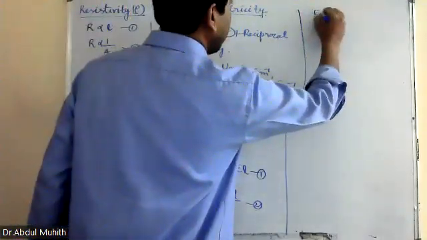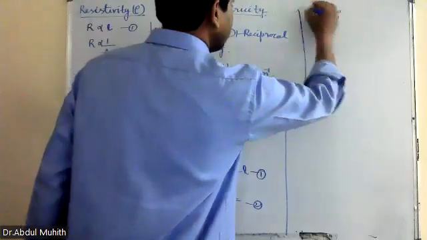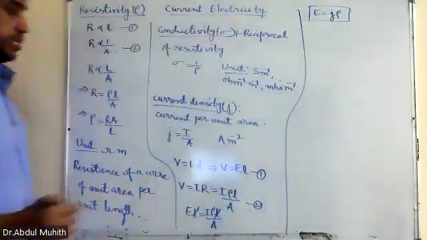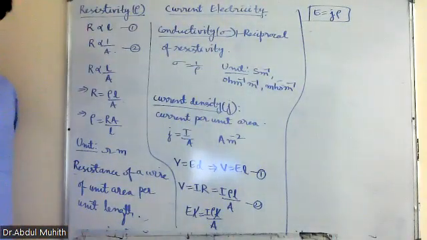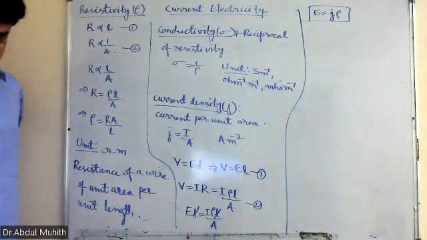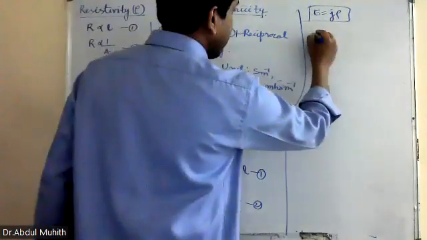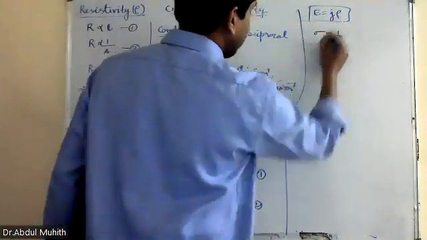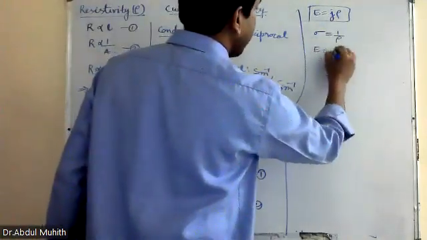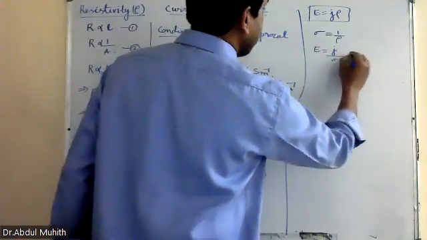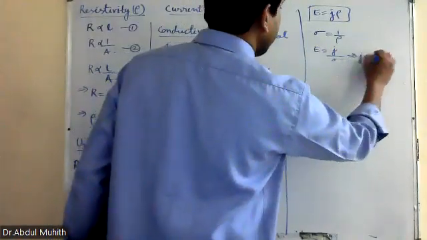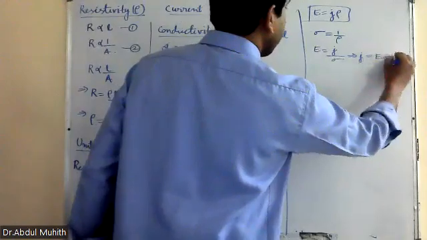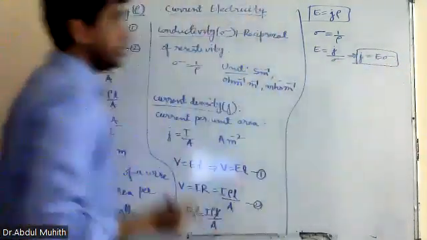So E is equal to what? J rho. This is the first derivation. E is equal to J rho. Now also we have, what is sigma? Sigma is equal to 1 by rho. Now substitute back again into the equation. It will become J by sigma. So that will become J is equal to what? E into sigma. Clear? J is equal to E into sigma.